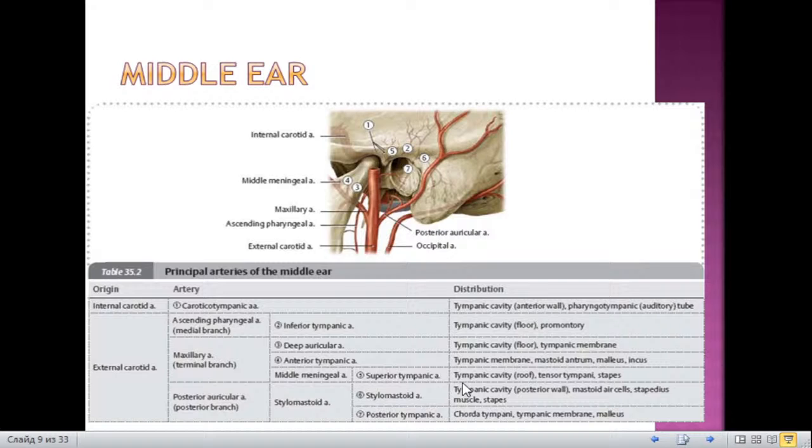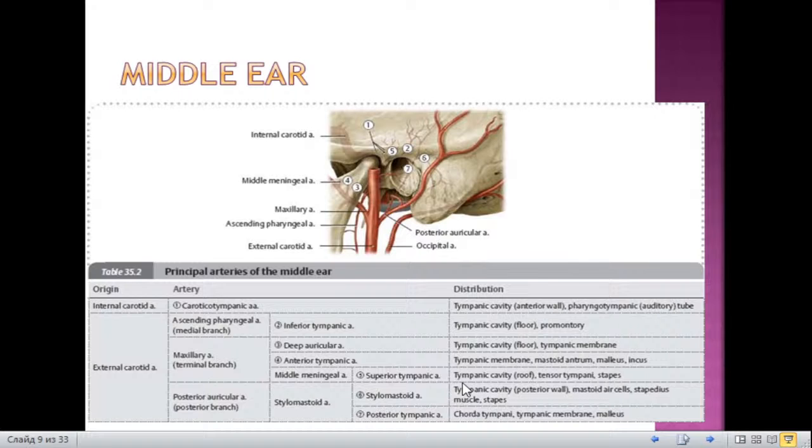After that, the posterior tympanic artery is the branch of the stylomastoid artery, which is the branch of the posterior auricular artery, which originates from the external carotid. So posterior tympanic artery enters tympanic cavity through the canaliculus of chorda tympani. You remember about this nerve, just because you studied this nerve during this week. So, canaliculus of chorda tympani, and it supplies the posterior wall of tympanic cavity.